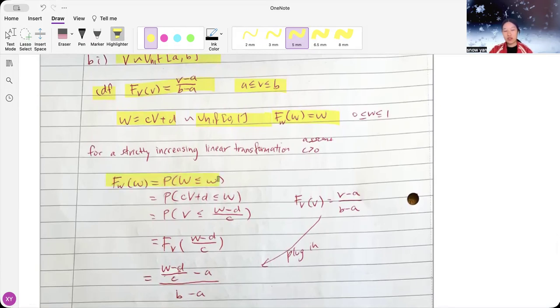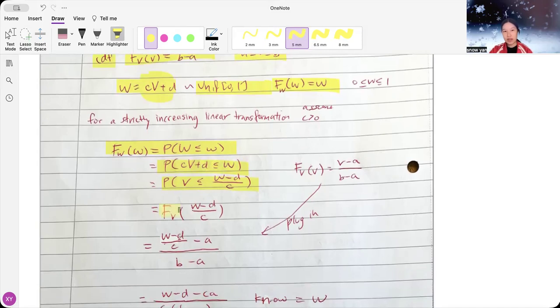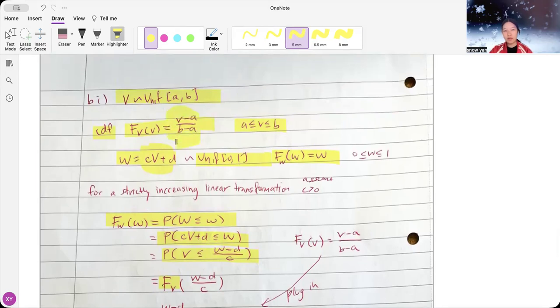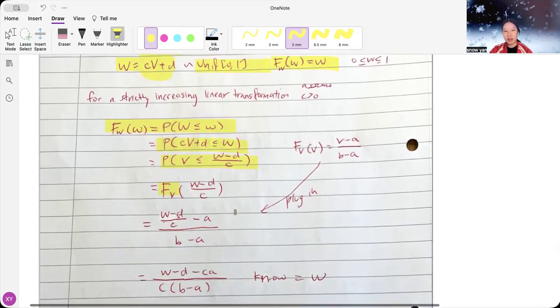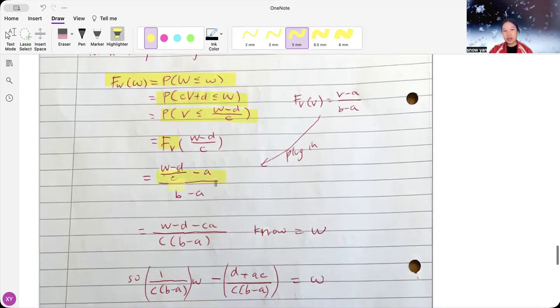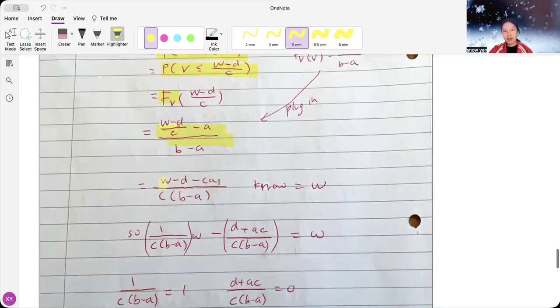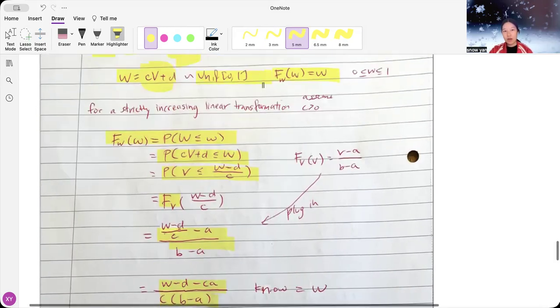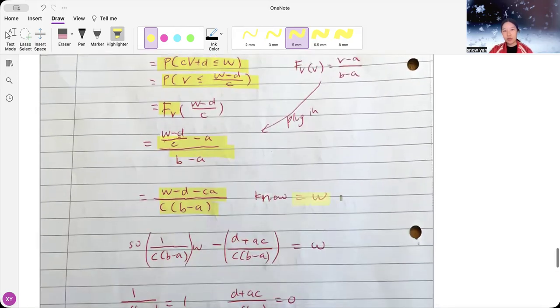I'm just going to do a strictly linear transformation, assuming C is greater than 0. Basically, this would be the definition of the CDF for W, right? This is for any kind of variable. We substitute W for its definition of CV plus D, and then we move every term over and we get this. This would just be F of V, right? And we know that F of V was equal to this thing, (V minus A) divided by (B minus A). So we plug this directly into this equation and simplify it so that we get this. We know that it has to equal W, right? For 0 to 1, it's W, so it's going to equal W.